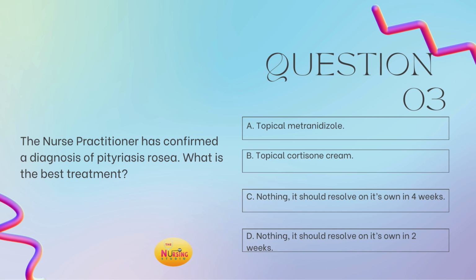All right, stem of the question here is, what is the best treatment? Remembering, if they ask you for a treatment, you need to look to see if they have provided you with a diagnosis. If not, then you need to take it a step further and look at the assessment findings so that you can come up with a diagnosis, because we need to know what it is to be able to treat it, right? But here they have already told us the diagnosis is pityriasis rosea. So how do we treat? And again, the best answer here is C. It's nothing. It should resolve on its own in 4 weeks, okay?